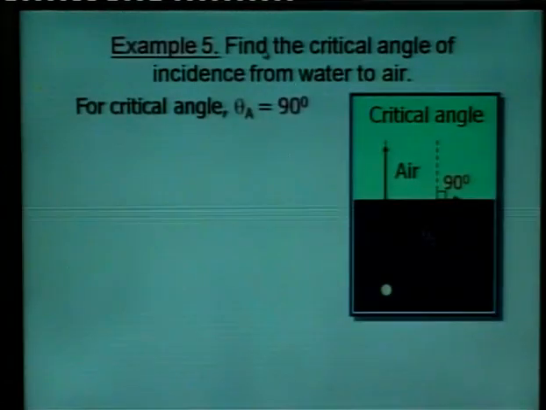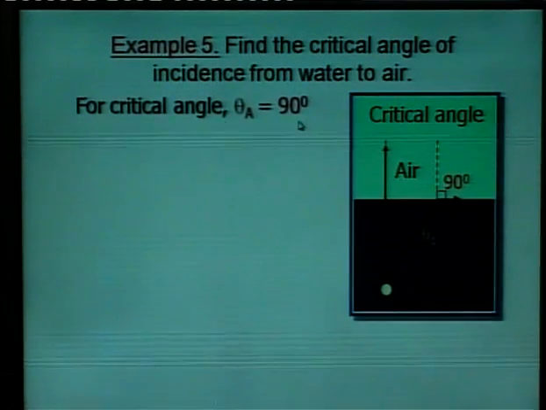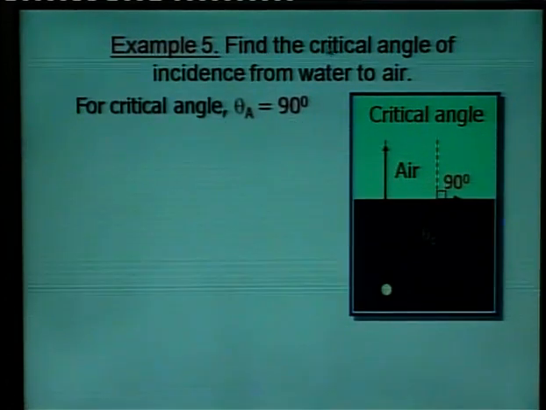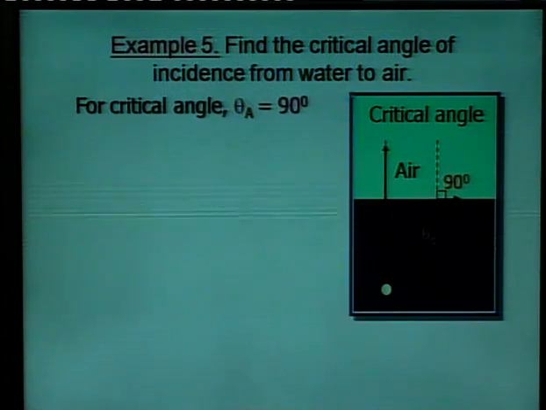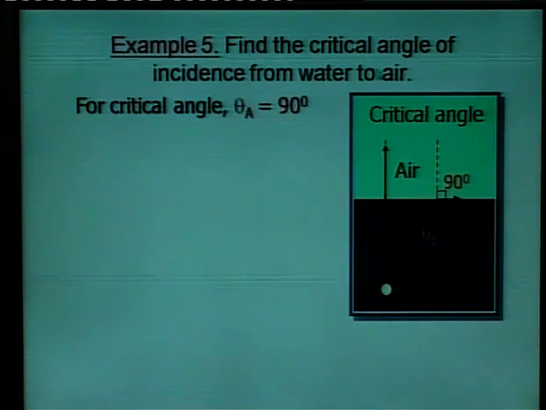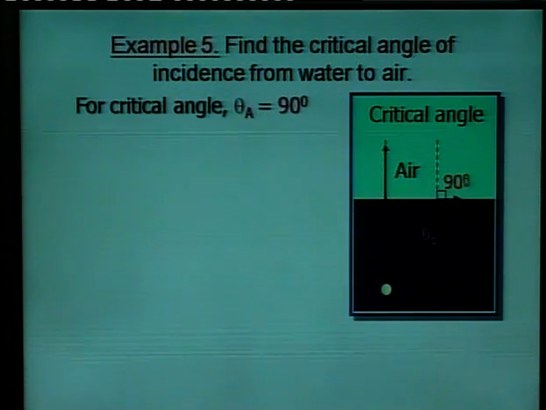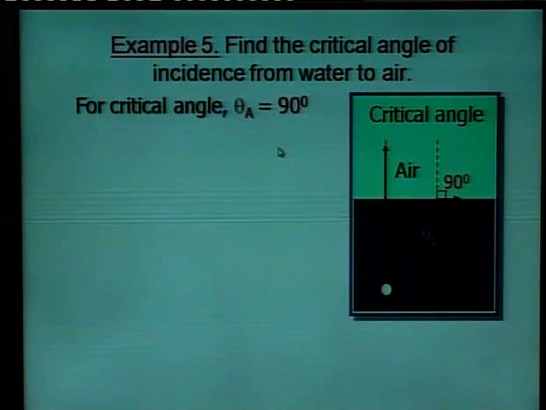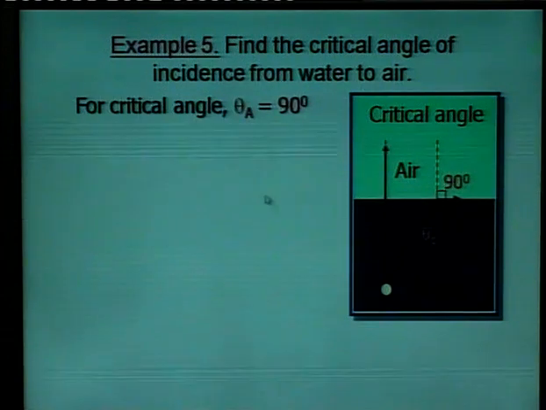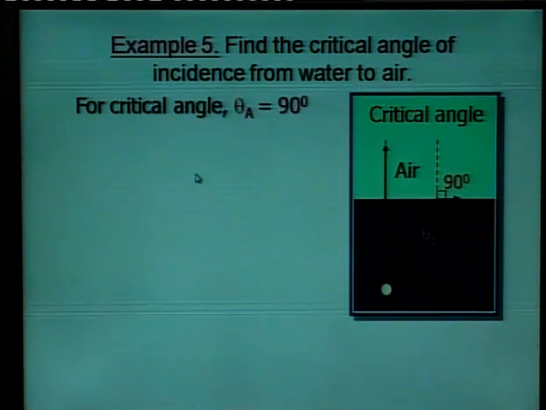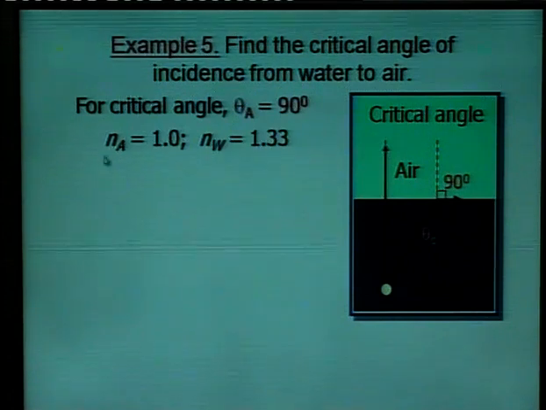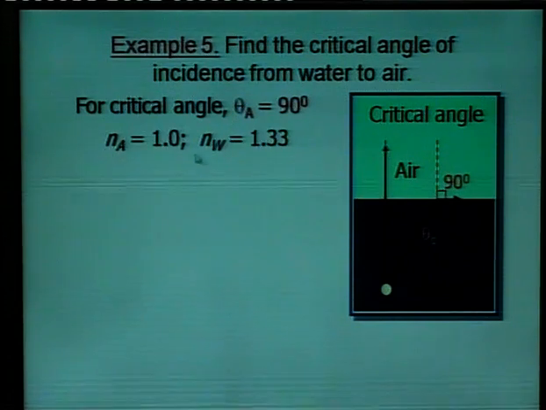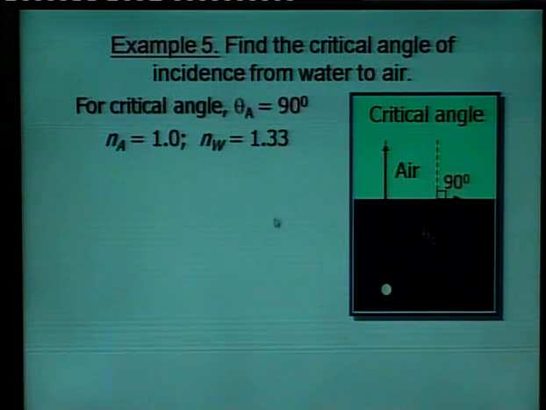So here is another example based on this phenomenon of total internal reflection. Find the critical angle of incidence from water to air. For the critical angle, we know the angle of refraction is 90 degrees. We know both the mediums, so we have to find the value of the critical angle. The refractive index of air is 1, and the refractive index of water is 1.33.